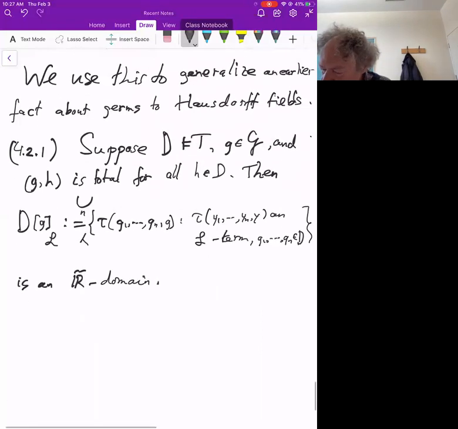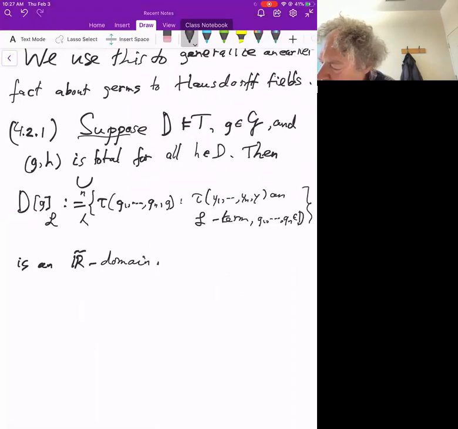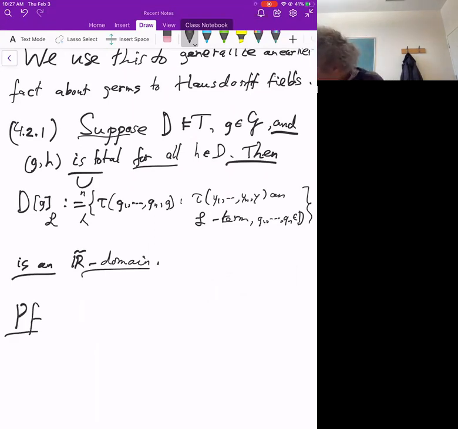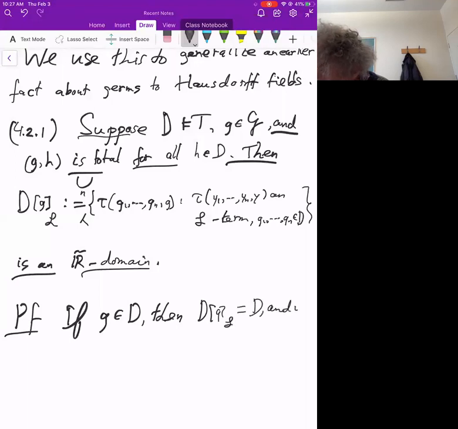Okay, so now we are going to prove this. Well, one case is trivial: if g is already in D, then what I defined here is simply D itself, and we are done. So assume g is not in D.